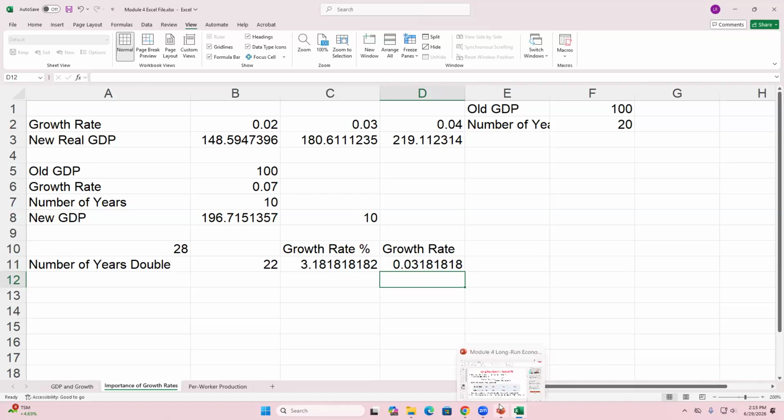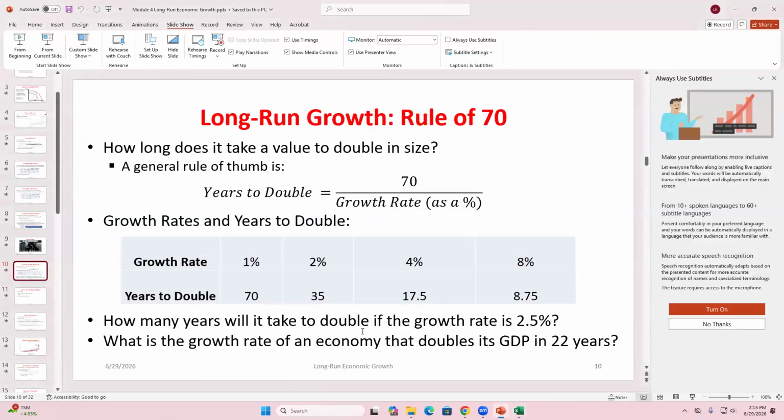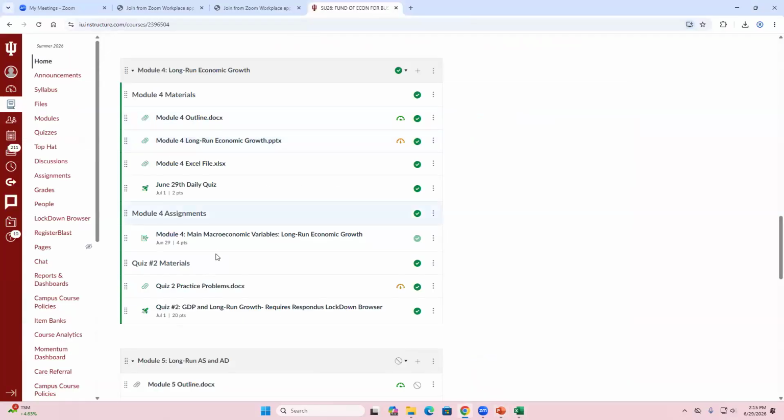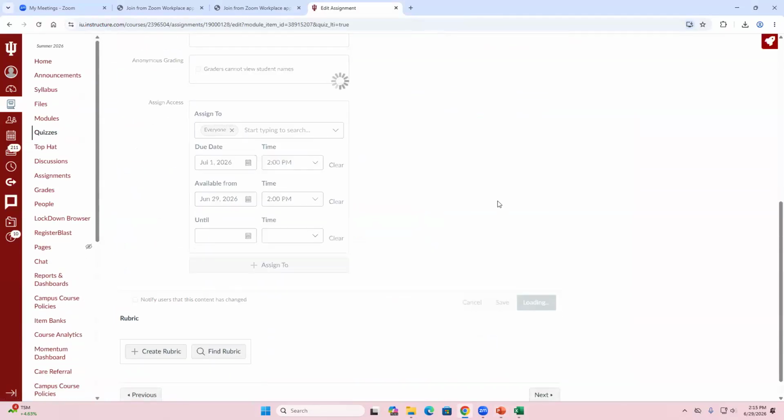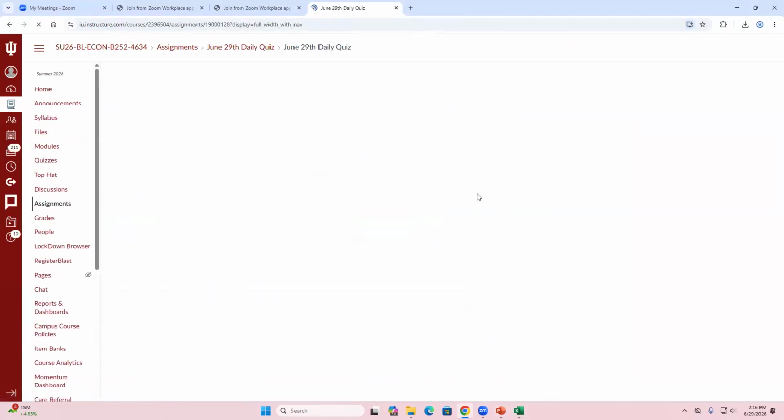Okay, so we can answer questions like this. As long as I know two of these components, or one of these components, I can always solve for the one I don't know. Okay, so with that in mind, we're going to start the daily quiz for today. So we'll come down here and kind of work along with me.